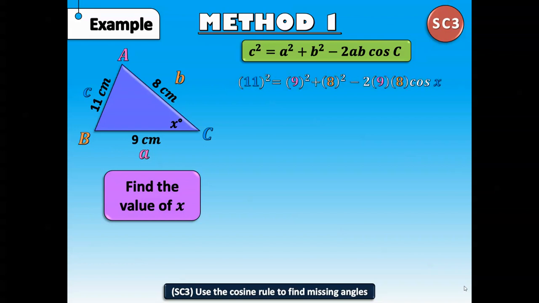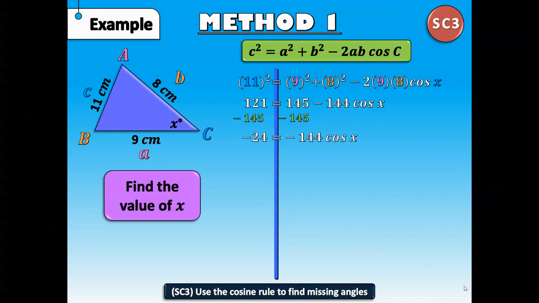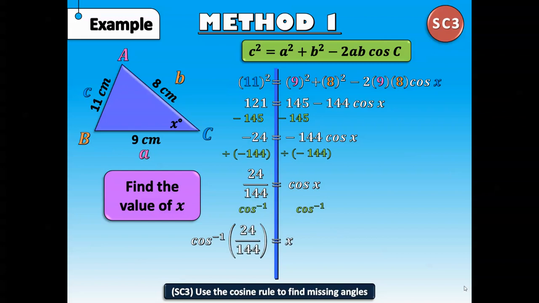And then substitute these values into the cosine rule, and then simplify it a bit. Now I take 145 off both sides, and then divide both sides by minus 144. Then I do the inverse of cos, which is cos to the minus 1. So I press shift and then cos on the calculator. So x should be 80.4 degrees.